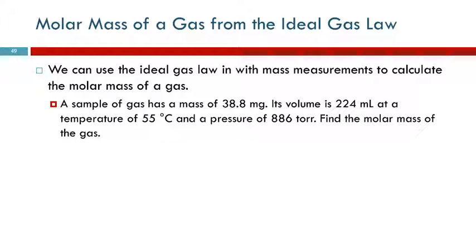So this is how you would go about that. You take a sample of gas, and you can weigh it and find out its mass. So here, this one has a mass of 38.8 milligrams. And we measure its volume, 224 milliliters. Measure its temperature, 55 degrees Celsius. Measure the pressure, 886 torr. And from this information, we can find the molar mass of the gas. So this is not immediately obvious how we're going to do this. Well, let's think about it. What is molar mass?